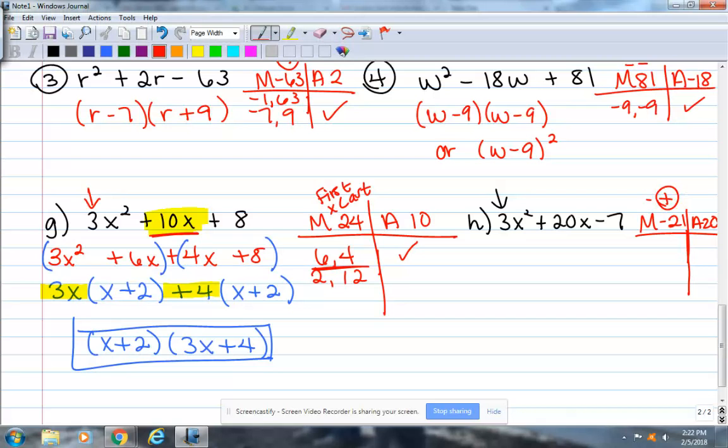So go ahead. What were y'all saying? 21 and negative 1. Does that add to get 20? Yes. Okay. Now we said this was the long way. So remember to do the long way. We're going to copy the 3x squared. And then we're going to place the 20x in the middle with these 2 terms with an x.